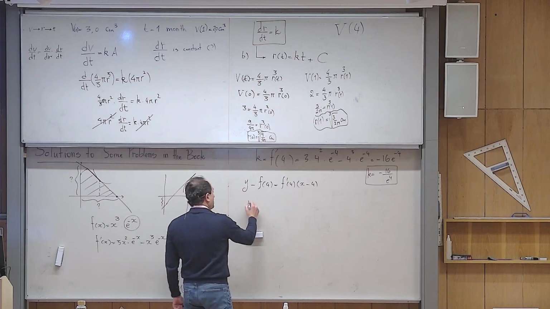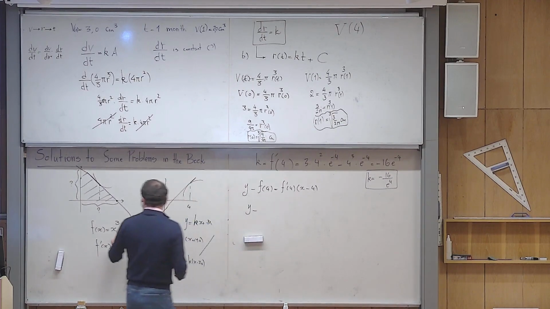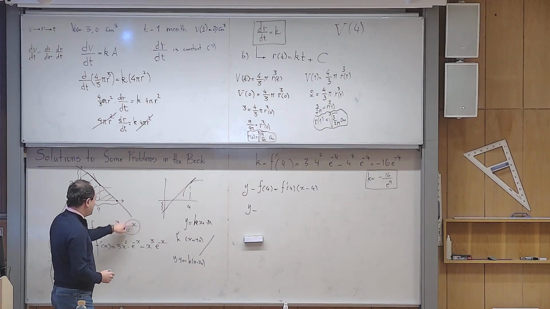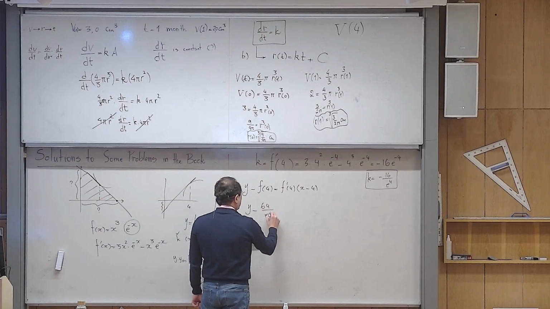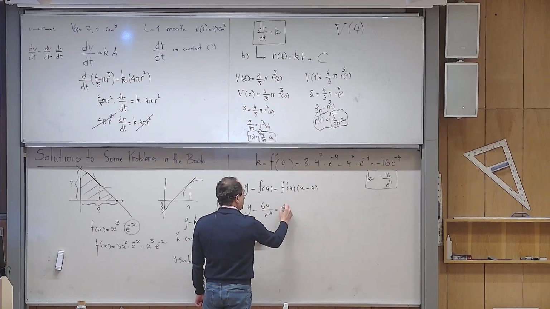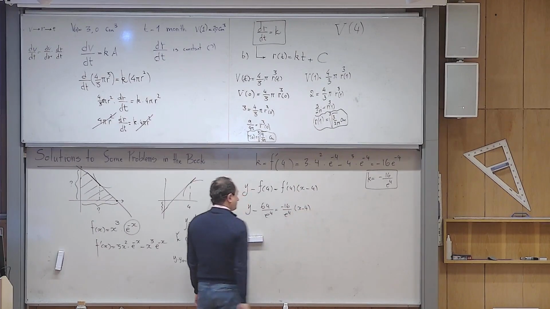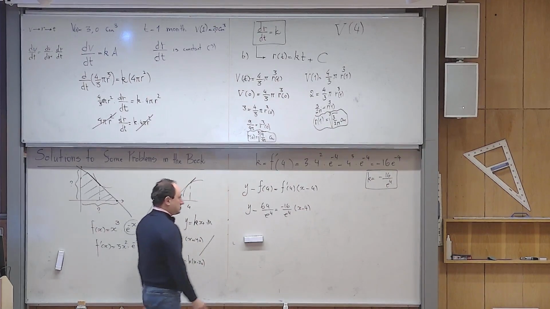And then y minus f of 4. What is f of 4? f of 4, I have to put 4 here, so this becomes 64 over e to the power 4. So this becomes 64 over e to the power 4, and this one is minus 16 over e to the power 4, and x minus 4. By the way, in this problem it might be that this method is easier, that's up to you.